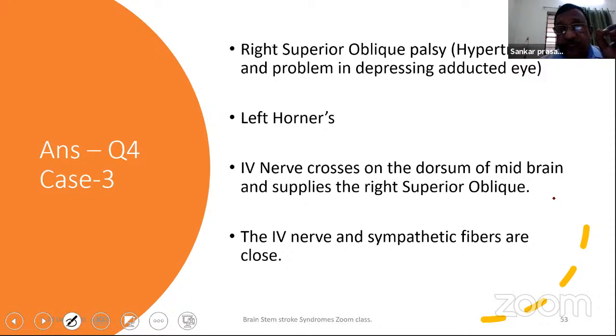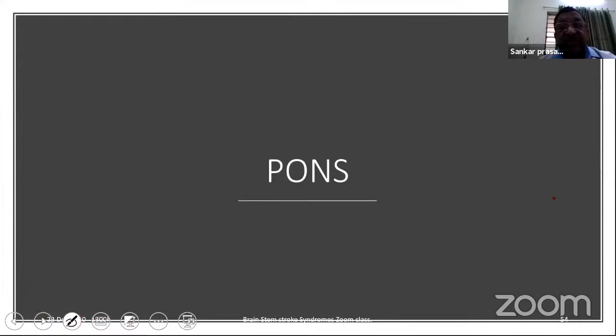So the peculiarities of the fourth cranial nerve are that it is dorsally decussating and it is supplying the contralateral superior oblique muscle. And the fourth nerve and sympathetic fibers are close, hence you get Horner syndrome on one side. So that finishes our midbrain study of the brainstem syndromes. We're going to the pons now.